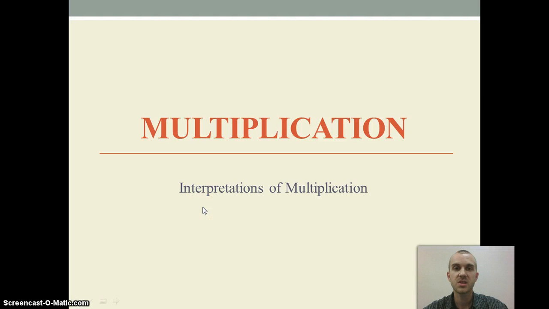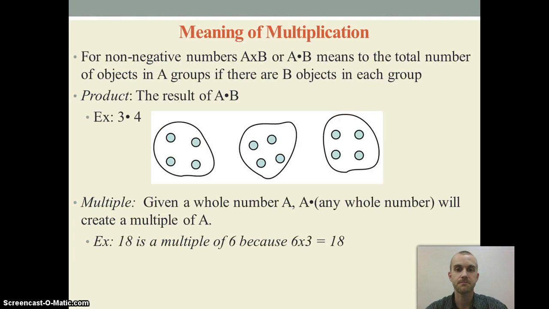In this video, we're going to explore interpretations of multiplication. Now, when we multiply, you'll often see it written with either an X or a solid dot in between the numbers. What this means is we're going to find the total number of objects if we have A groups and there are B objects in each group. The result of that will always be called the product.